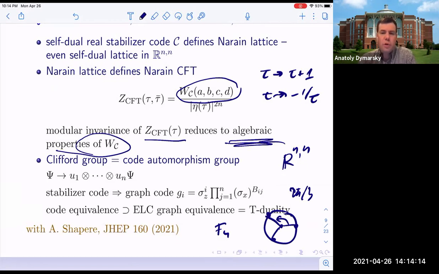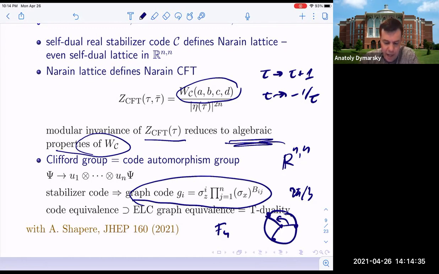And this is a beautiful story, because apparently if you start playing with T-duality, you can map the code or T-duality or automorphism to what is called the graph code. The graph code is not something we invented, unfortunately. It was invented 20 years ago in the context of code theory. And the idea is that any code, using equivalences, can be presented in this form, and it will be parameterized by some symmetric matrix Bij, which is an adjacency matrix of a graph. So you can parameterize all stabilizer codes by graphs.